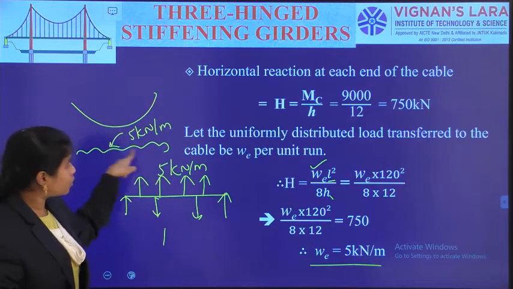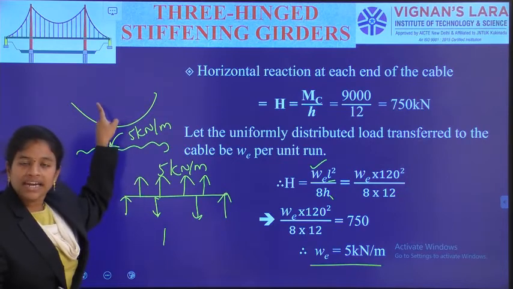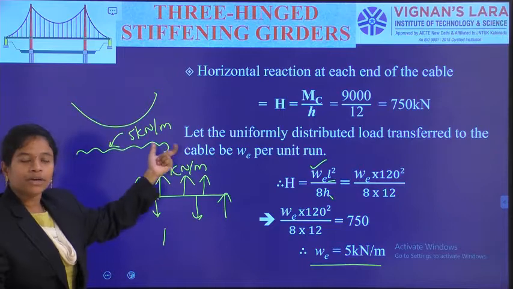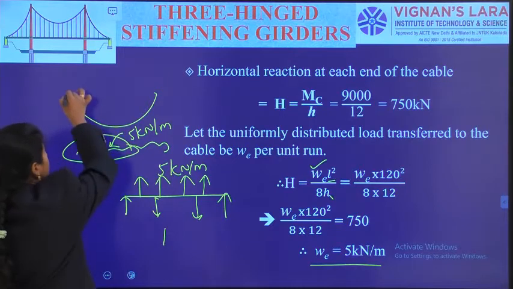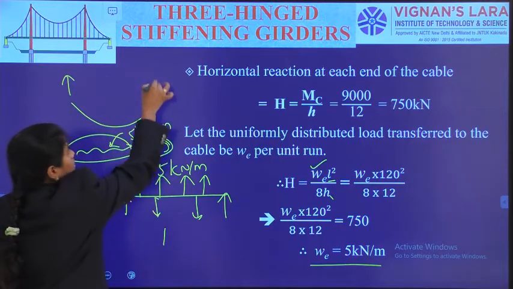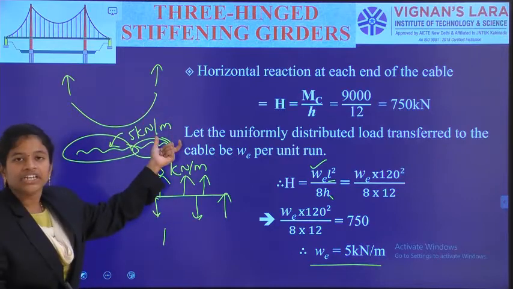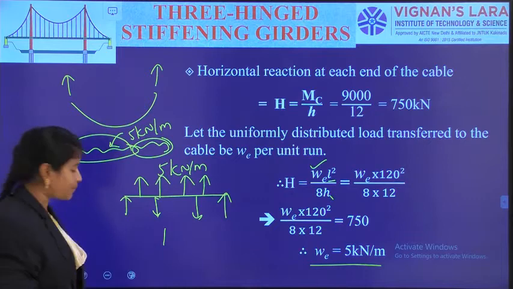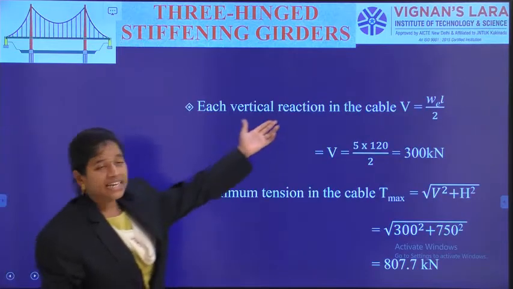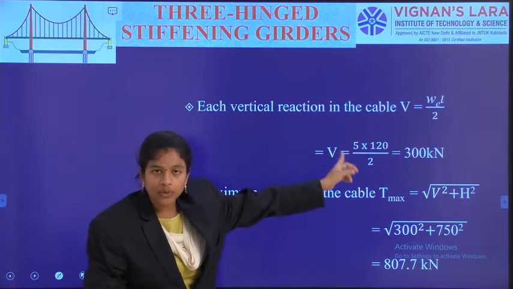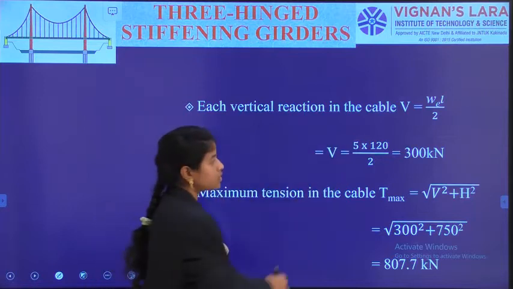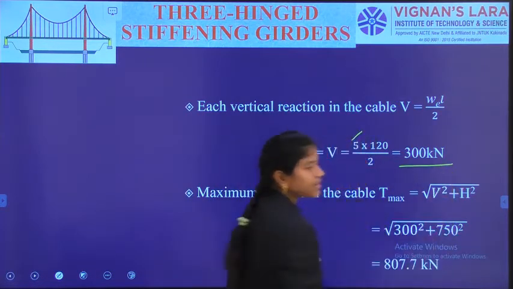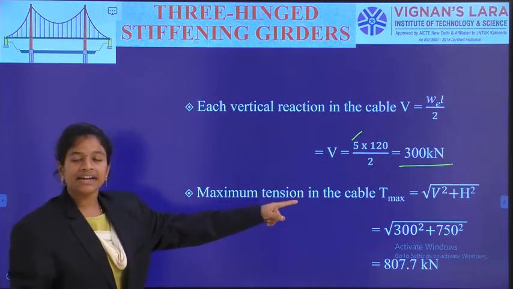Now when we know the load on the cable, can we calculate the vertical component of reaction S? If it is 5 kilonewton per meter, half of the total load will be given to this support, and half of the remaining load will be given to the other. So 5 into the length of the cable span divided by 2. Then the vertical reaction of the cable is equal to WE into L divided by 2. So we have 5 into 120 divided by 2. The vertical component of reaction is 300 kilonewtons.